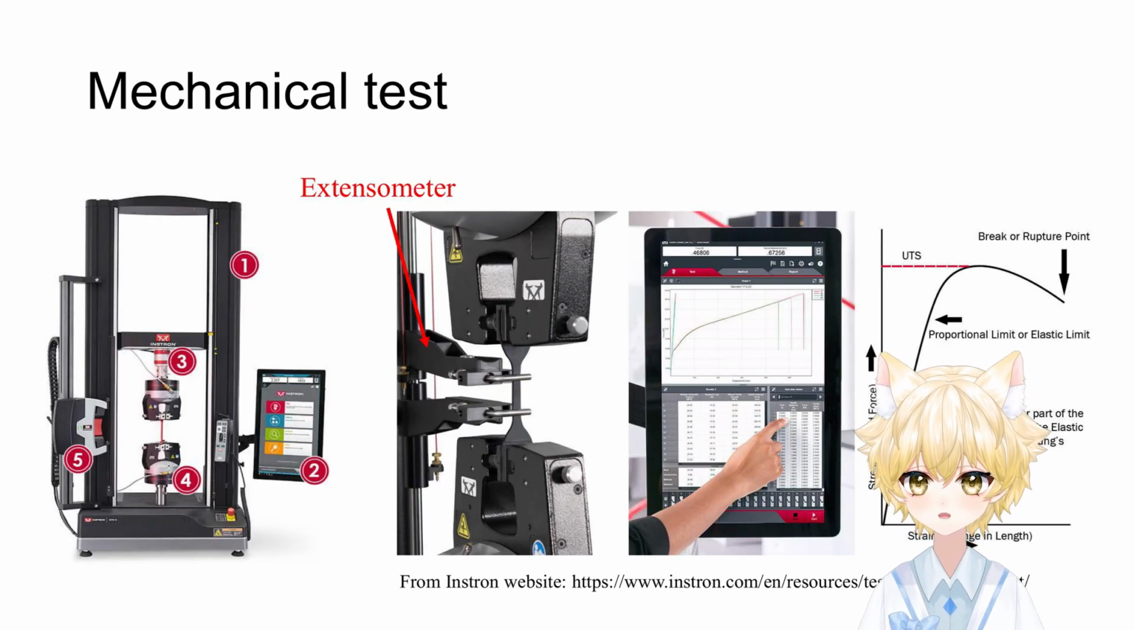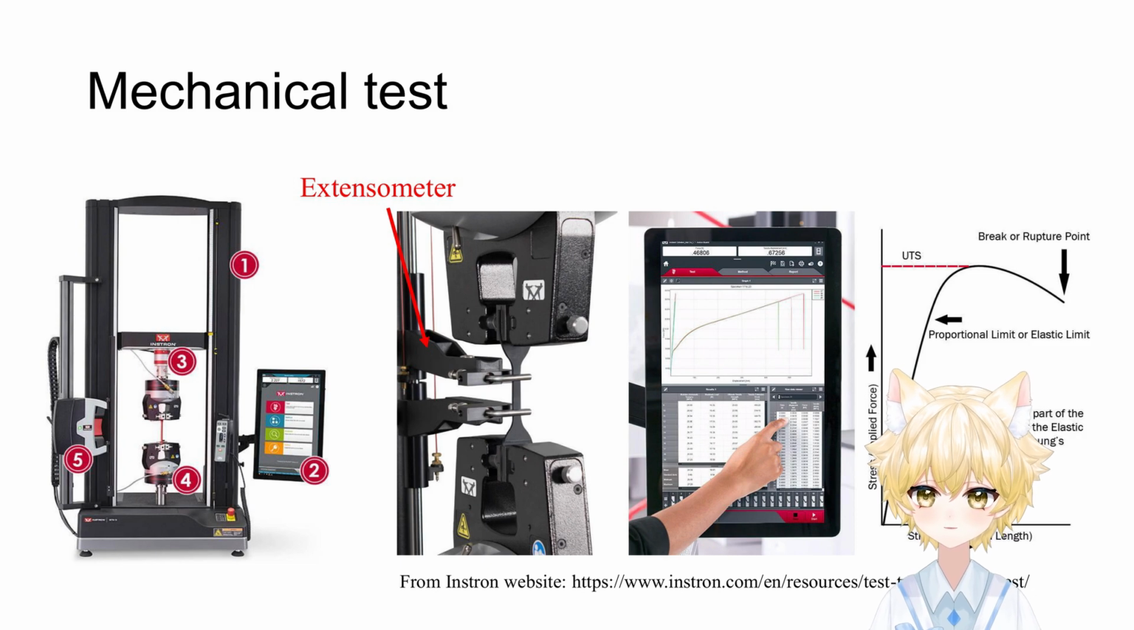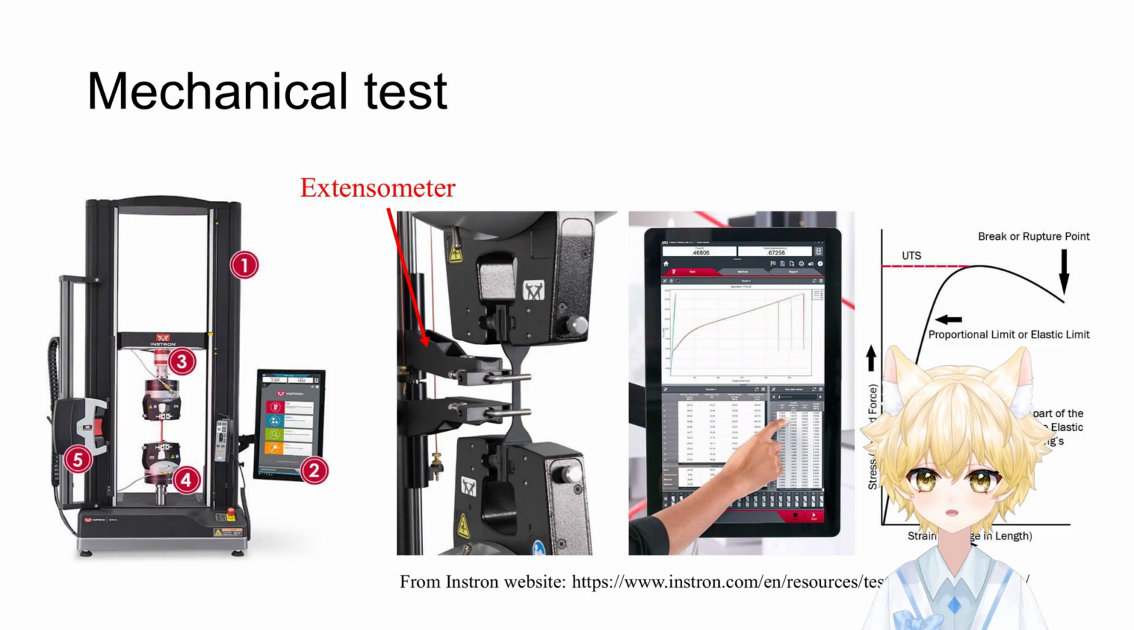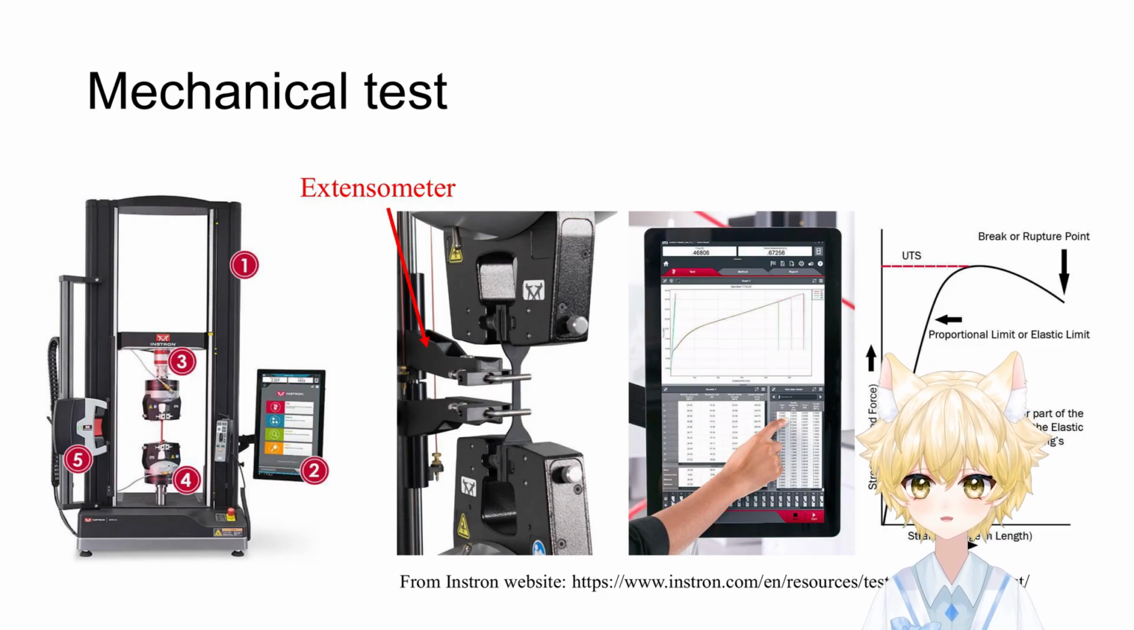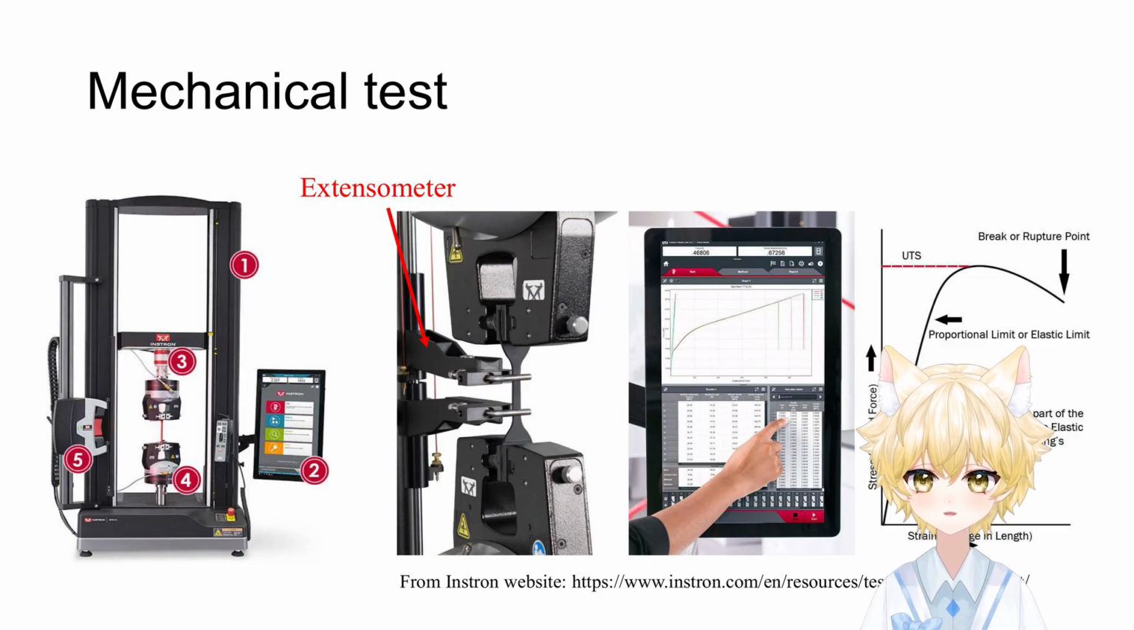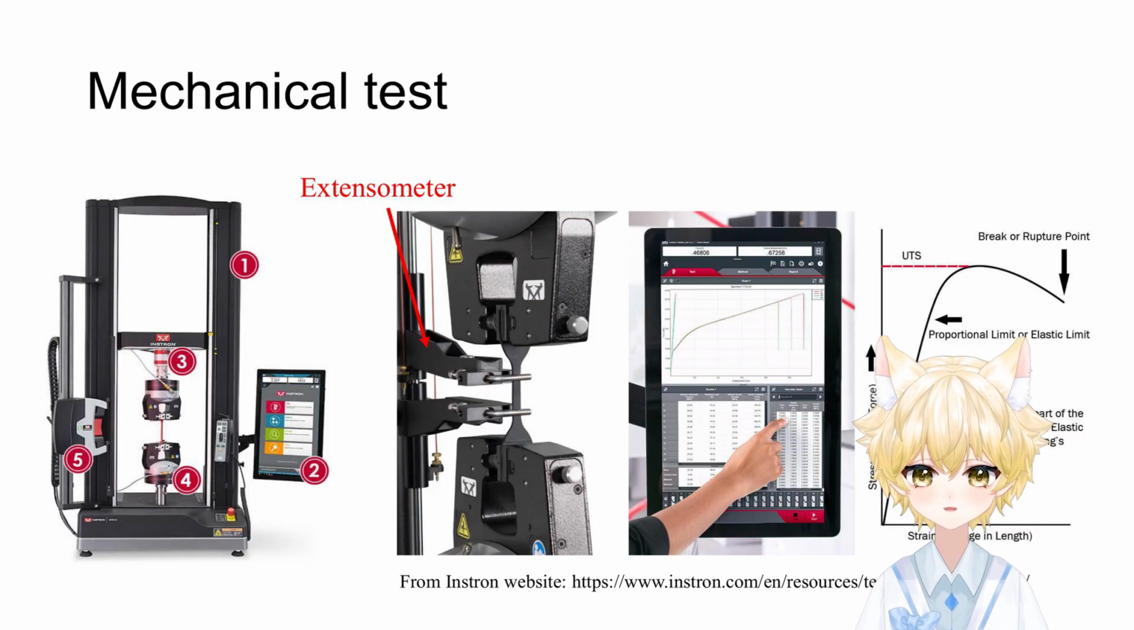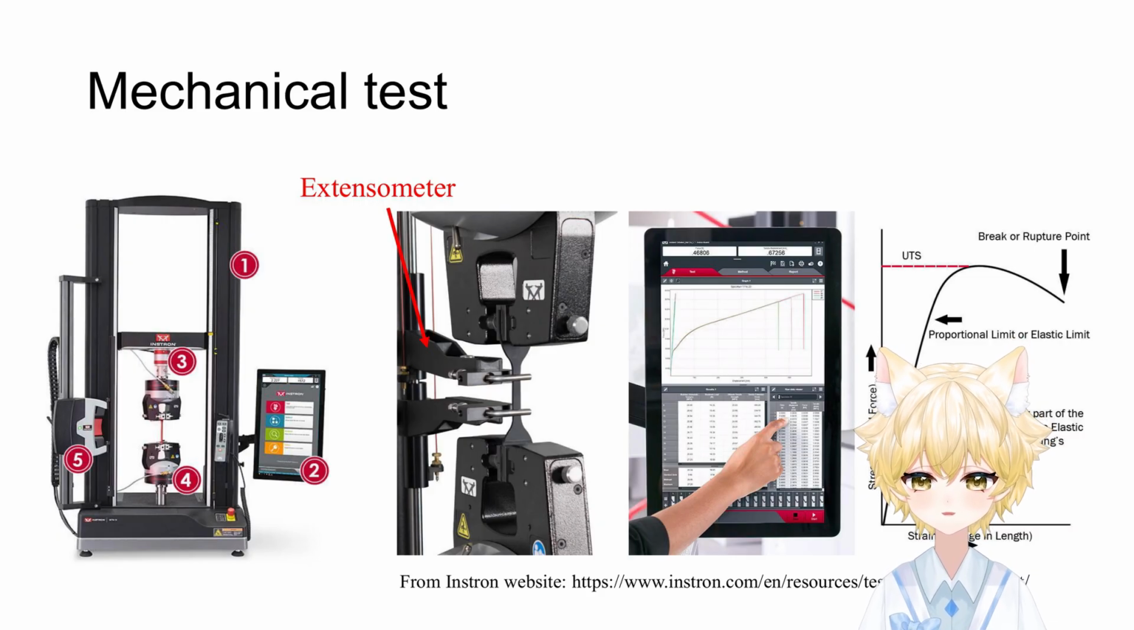Now, let's look at a specific and very important example, structural steel. Structural steel, also called mild steel or low-carbon steel, is one of the most widely used engineering materials. It is used in buildings, bridges, ships, towers, and vehicles. One of the key reasons for this popularity is that it is ductile. That means it can undergo significant plastic deformation before fracture. This ductility plays a critical role in structural safety.